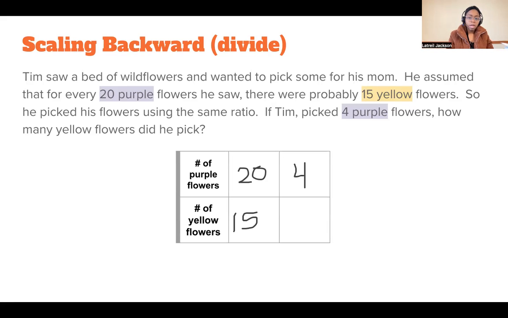All right, so 20 purple in the field, 15 yellow in the field. He picked 4. Well, let's scale backwards or scale down. We can divide by a number. What can we divide 20 by to get 4? We divide 20 by 5 to get 4. So we divide 15 by 5 and we get 3. So Tim picked his flowers, 4 purple to 3 yellow.